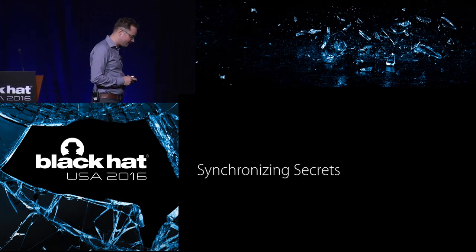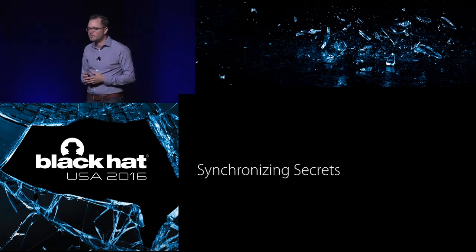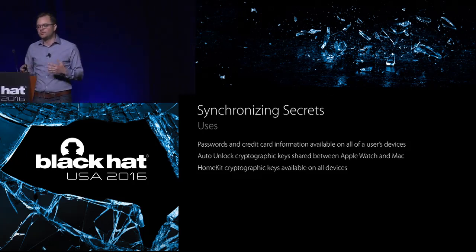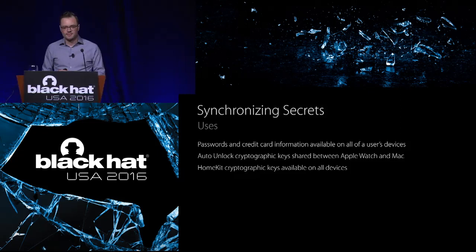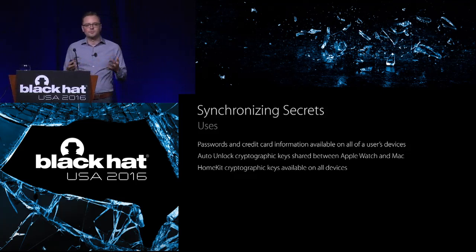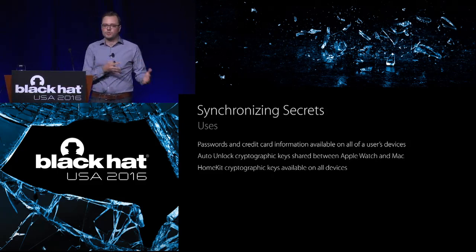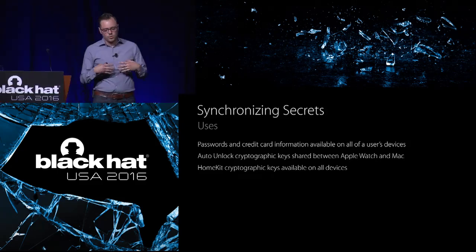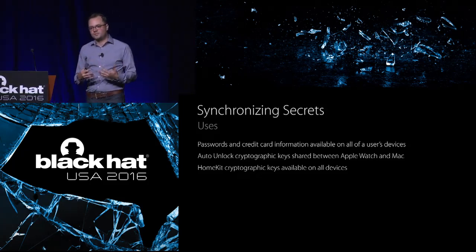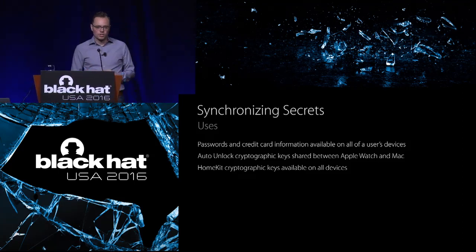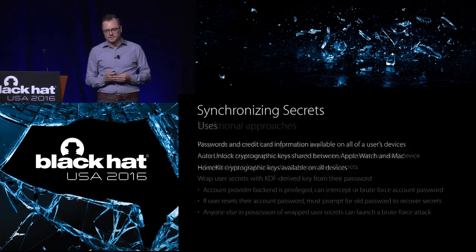What I want to talk about next is synchronizing secrets. We have a number of features where it's really, really useful to be able to move the user's secret between their different devices. Passwords and credit card information for Safari are a good example, but also some new features like auto unlock, which I mentioned earlier, which wants to be able to securely move cryptographic keys between a user's Mac and their Apple Watch. And then HomeKit is another good example where we want all cryptographic keys to be available on all of the user's devices so they can control their HomeKit devices. And of course, there's bound to be many more uses for the ability to do this.